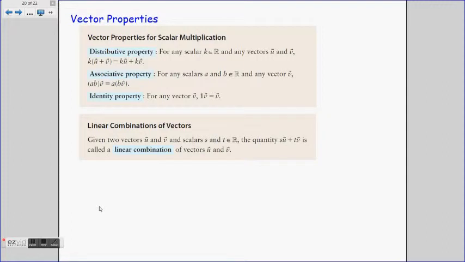We're just going to discuss very quickly vector properties. The vector property for scalar multiplication is the distributive property, in which if you had u plus v times a scalar k, then you can also say ku plus kv is equivalent. Associative properties do apply as well, and also the identity property, for which a vector v times 1 is equal to itself. Linear combinations of vectors: when you're given two vectors u and v and scalars s and t, the quantity su plus tv is called a linear combination of vectors u and v. So we can express vectors as linear combinations of each other.